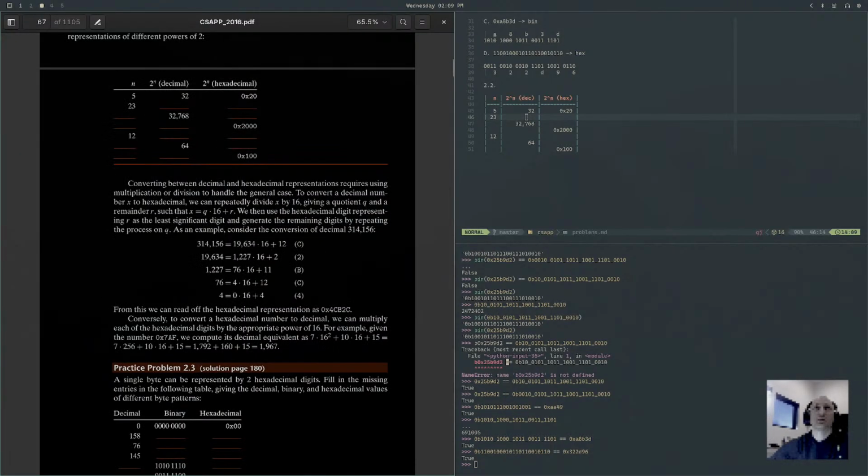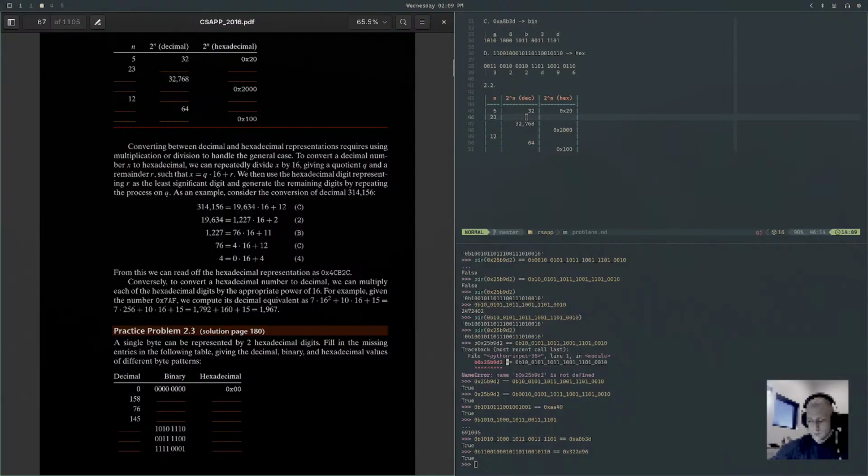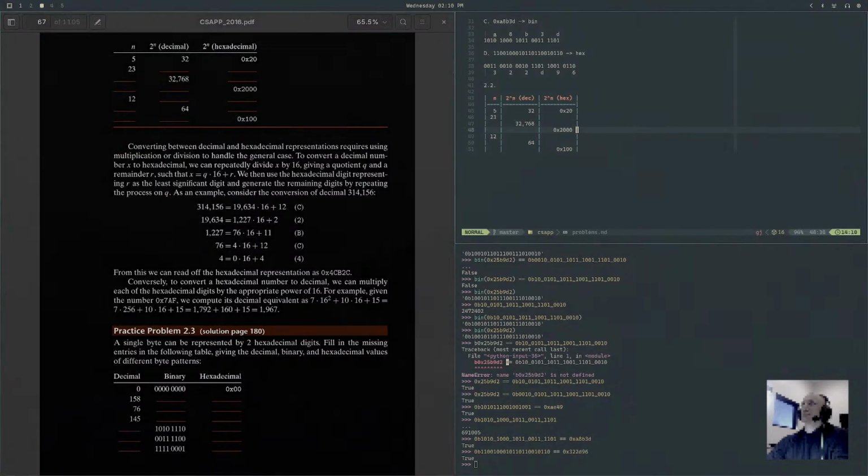Zoom out a little bit here. Converting between decimal and hexadecimal representation requires using multiplication and division. All these conversion things, I understand he wants us to get a little bit of practice with it. It's not gonna hurt anyone, but it's like, come on, bro, computers do this so well. Alright, so we got 2 to the power n and decimal.